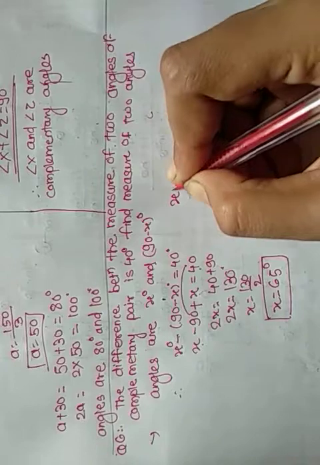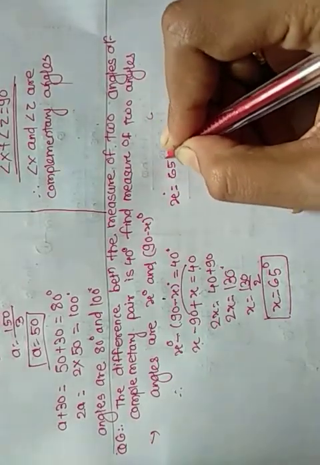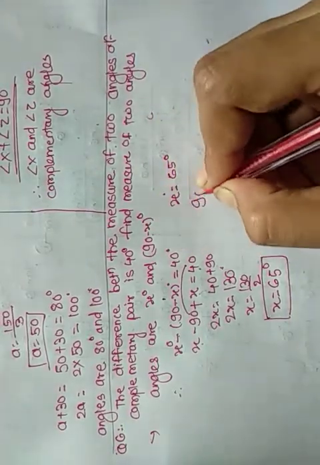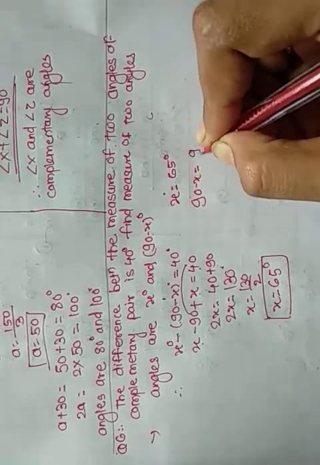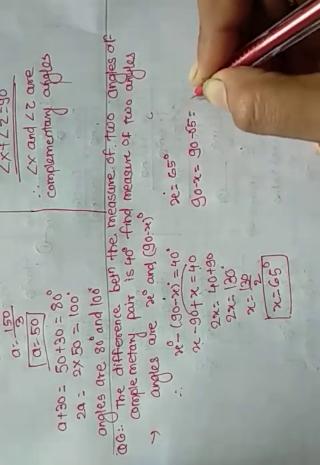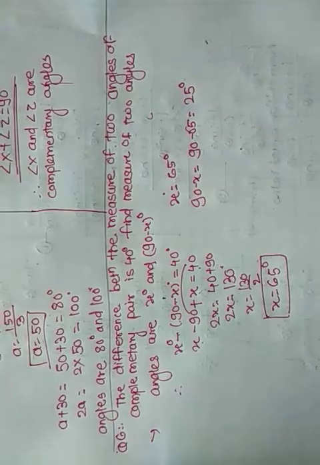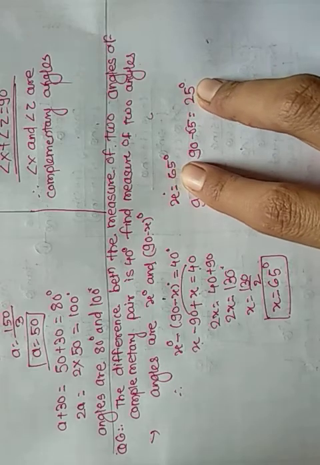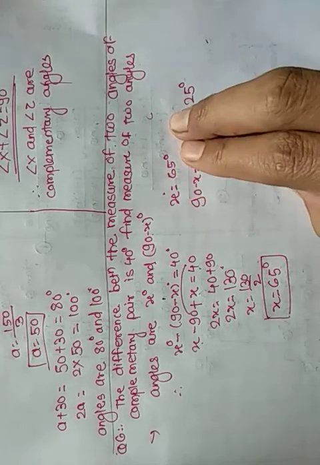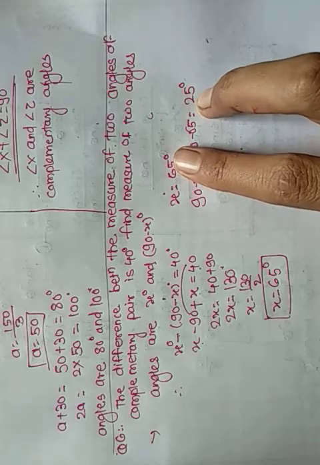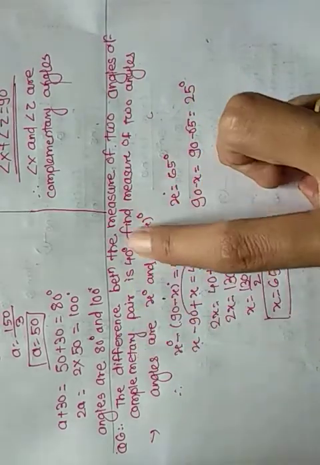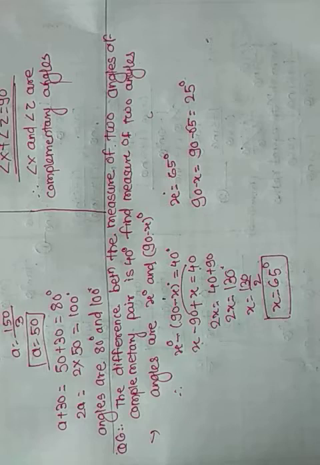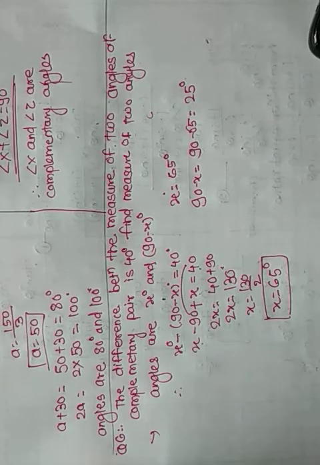So here one angle is x degrees, that is 65 degrees, and the other angle 90 minus x means 90 minus 65, that is 25 degrees. So these two angles are 65 and 25 degrees, whose addition is 90 degrees, which means these two are complementary, and their subtraction is 40 degrees. These are the questions from practice set 17.